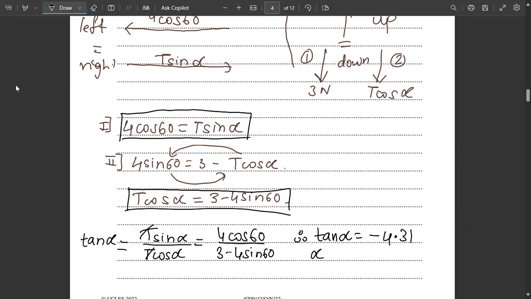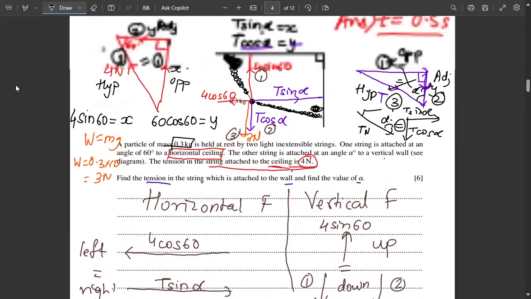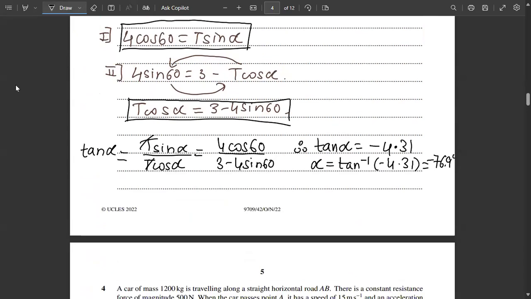So the alpha value will be tan inverse of minus 4.31, which is minus 76.9 degrees. Now what does this minus mean? This minus means nothing but down. So the alpha value will be nothing but positive 76.91 degrees.